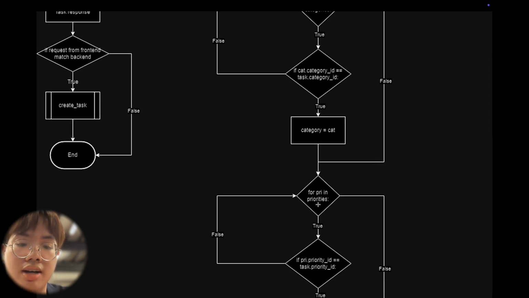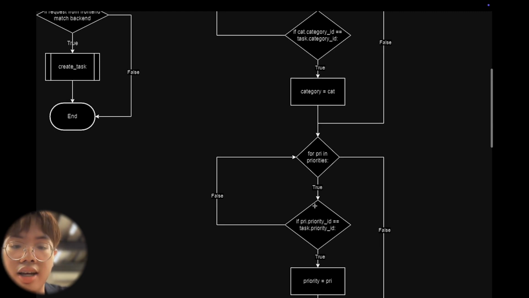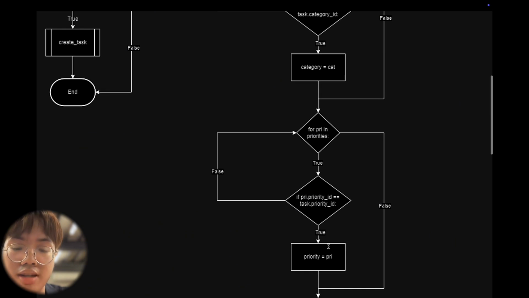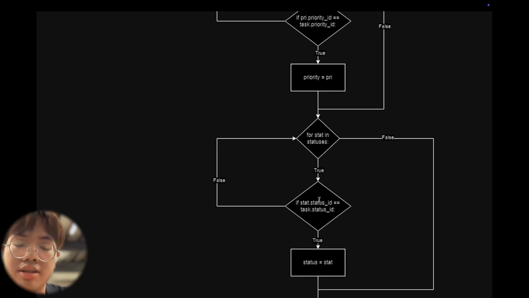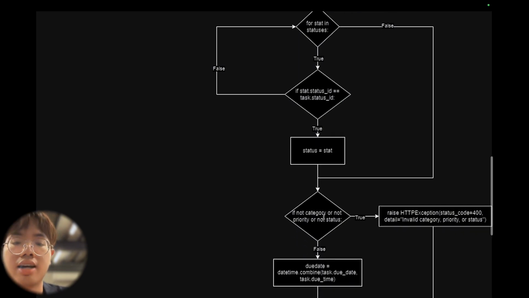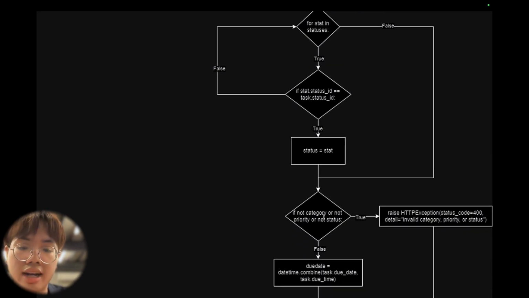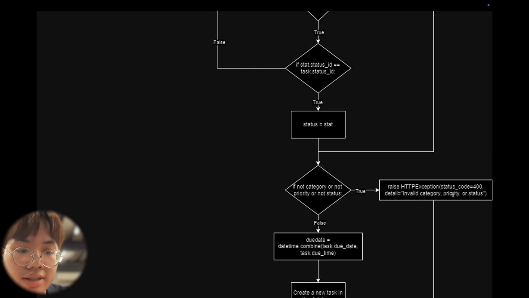Next, it will start the loop for the priorities. If there is a priority, it will insert the priority, and if not, it will skip the loop. Next is the loop for status. The same, if there is a status, it will insert the status, and if not, it will exit the loop. So if the task has no categories, priorities or status, it will say invalid categories, priorities or status.